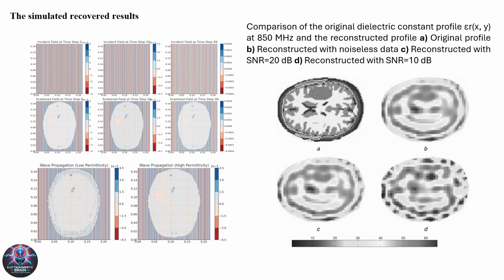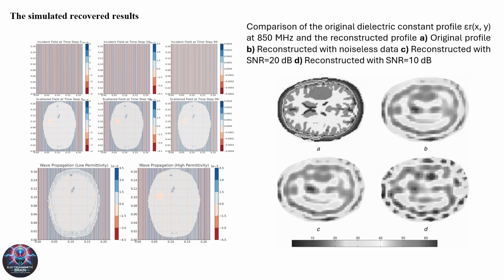By time step 99, the scattered field is well developed, with noticeable variations that correspond to the structure of the object within the medium. The scattered field indicates how much of the incident wave is being reflected, absorbed, or redirected due to interactions with objects in the medium. The development of the scattered field over time provides insight into the internal structure of the object.